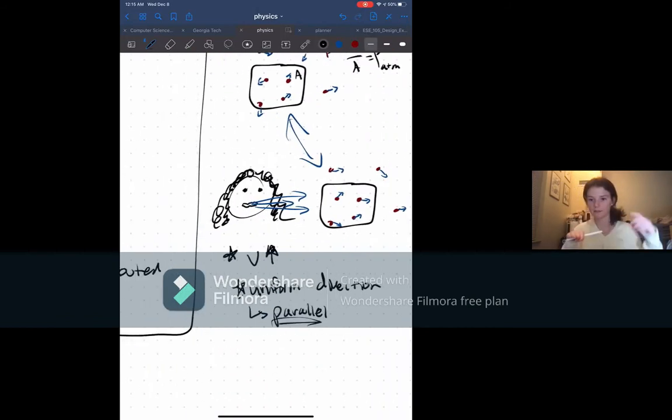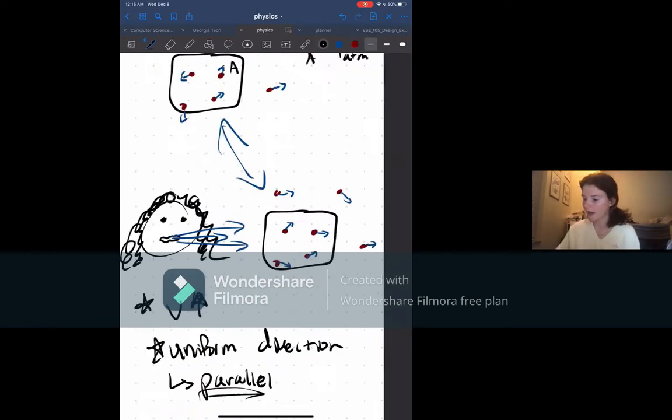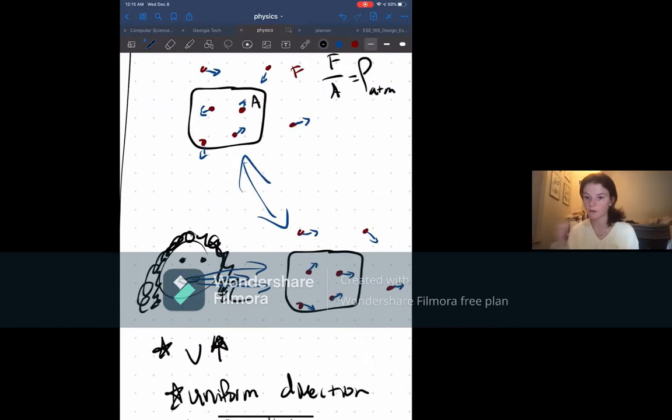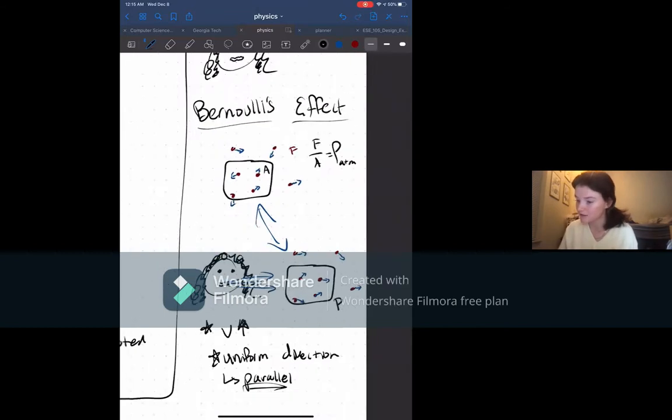So the sheet of metal is laying like this, and then the air molecules are going to be going to the right this way. And so whenever that happens, because the air molecules aren't randomly going, they're going in one direction, they're actually less likely to hit the sheet of metal. And so the pressure in this situation is actually going to be different from that situation.